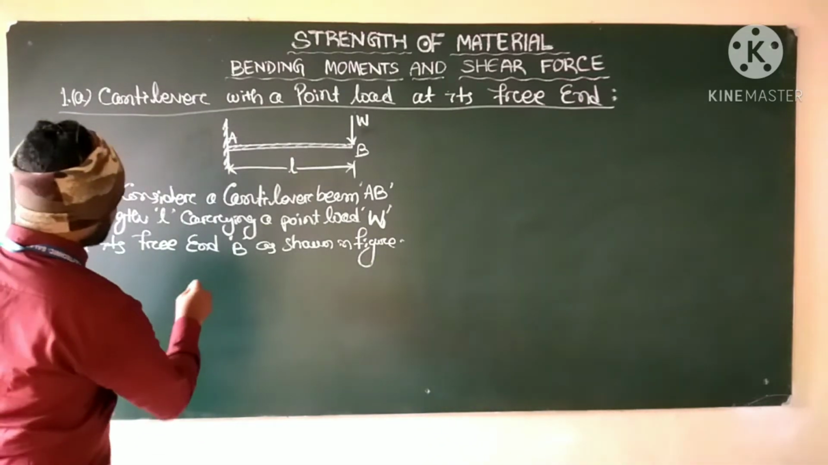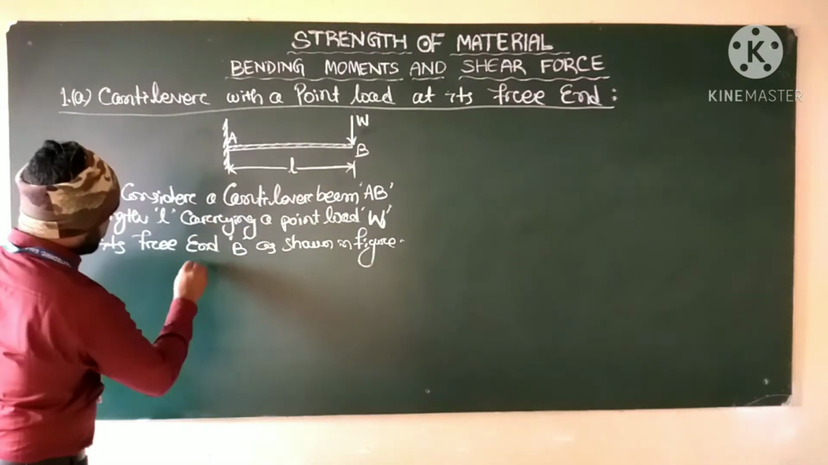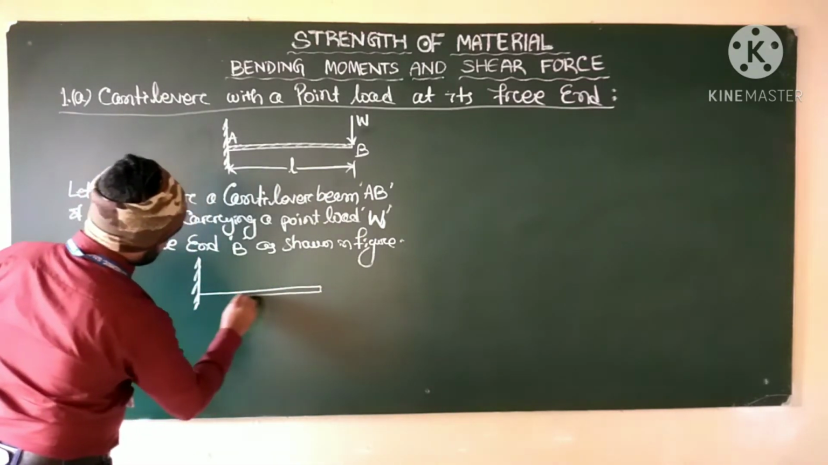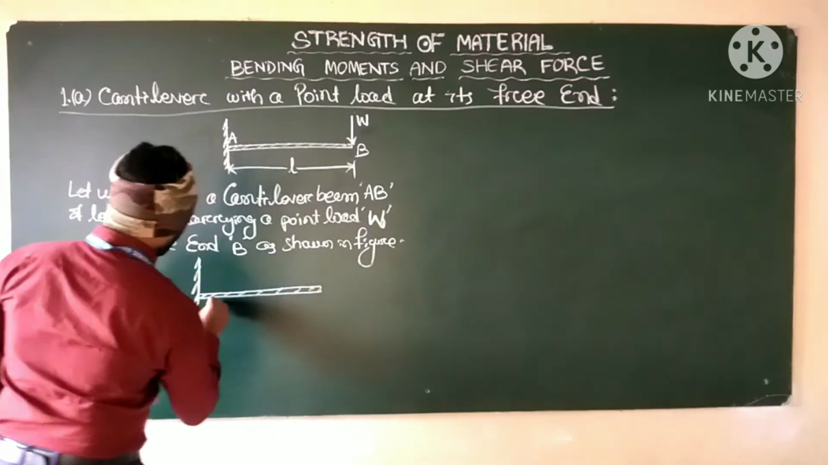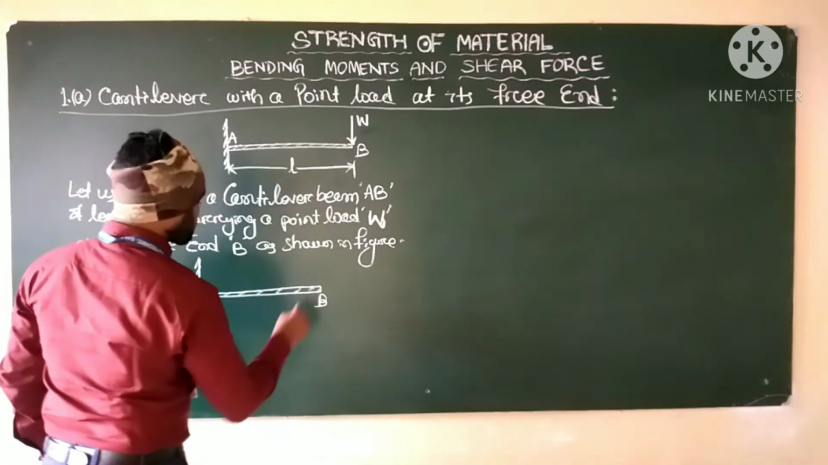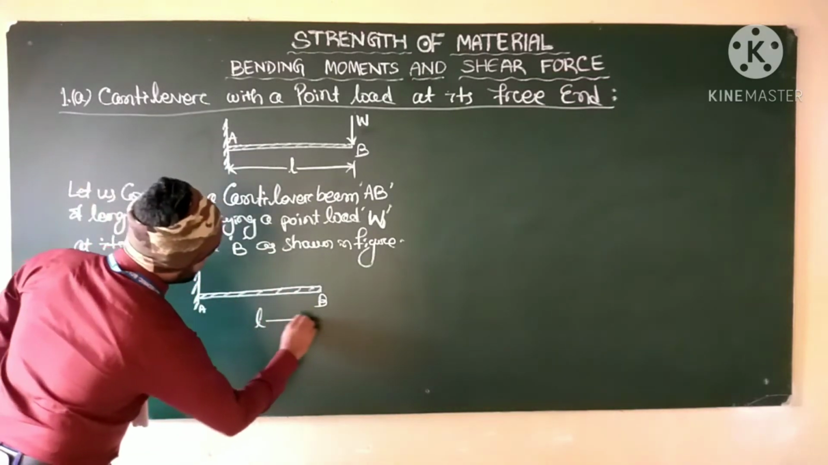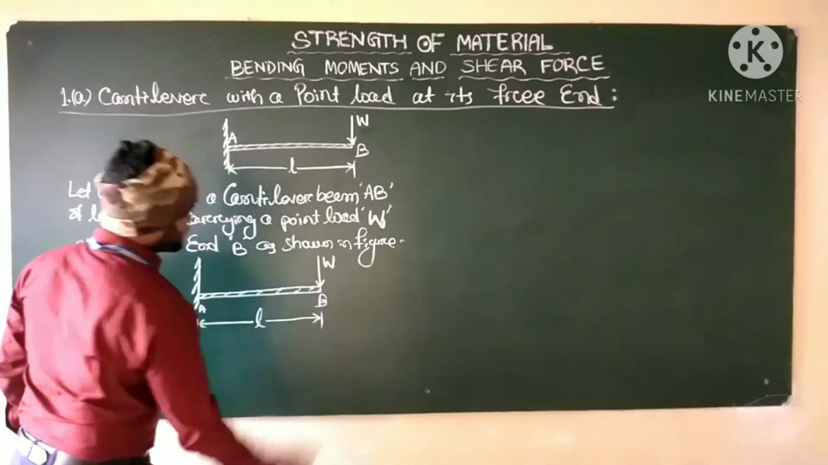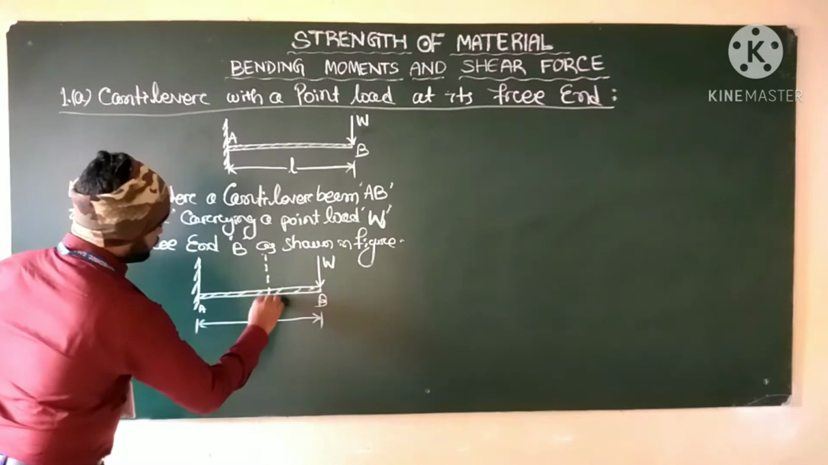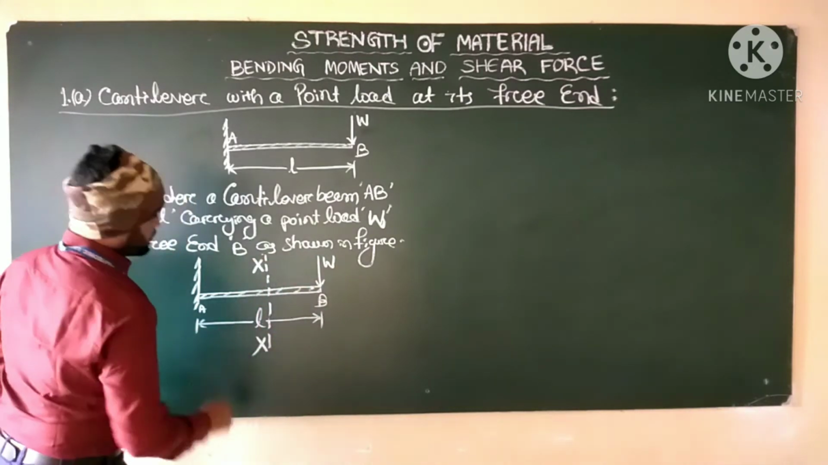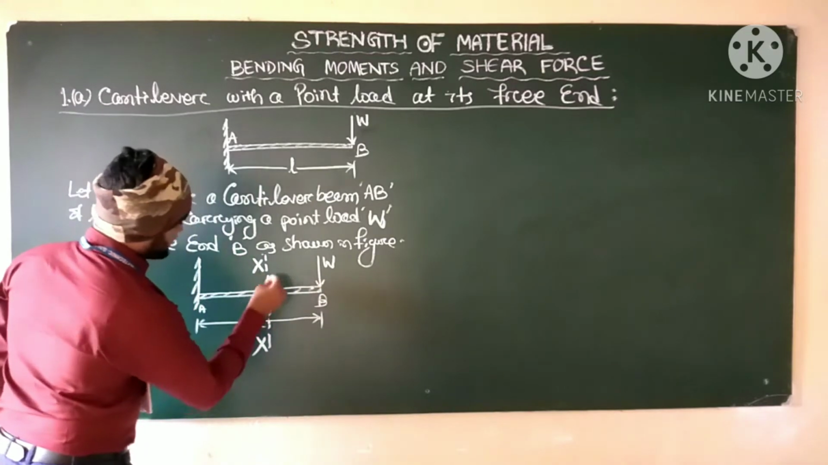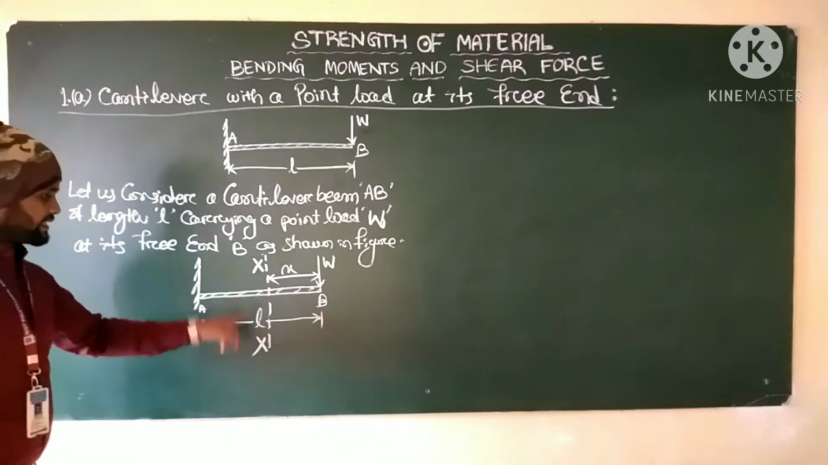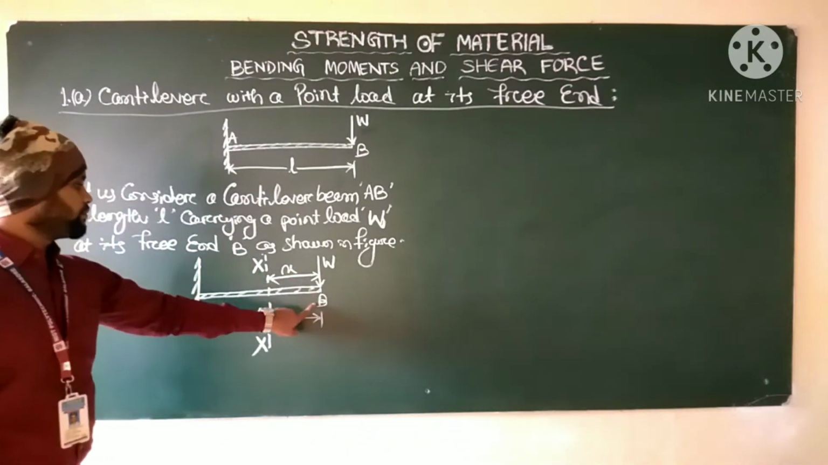So how we will calculate? See, again I will draw this. This one is the fixed part. This is the beam. The length of the beam is AB, so the name of the beam is AB. Length is small l, and a point load W is applied here. We will calculate the bending moment and shear force at the section XX, which is at a small distance x from the free end B.